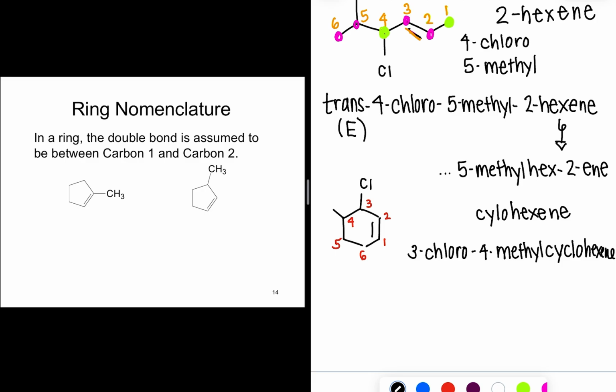If I was redrawing this from the name to the structure, what I would want to do first is just draw a cyclohexane, put a double bond anywhere, and call that carbon number 1. And I would just number 1, 2, 3, 4, 5, and 6. And then I would add my substituents or my branches to the appropriate location. So I'd have my chlorine at carbon number 3, and I'd have my methyl at carbon number 4.